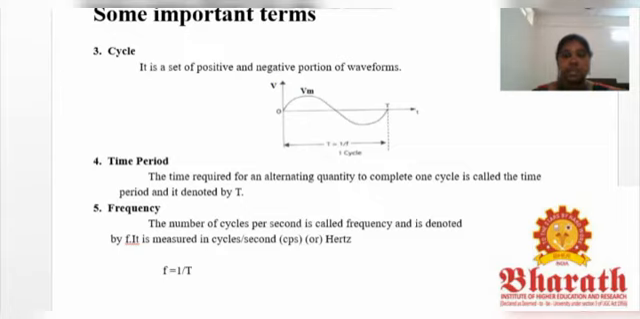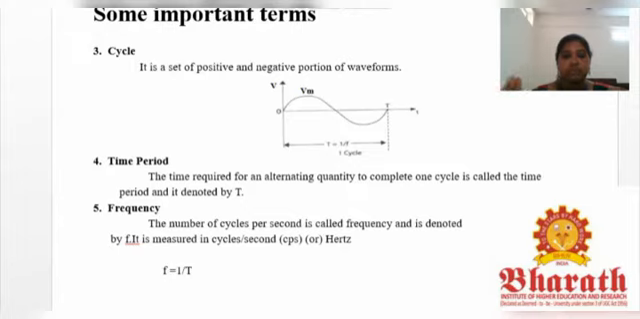Next is your time period. Time period is the time required for an alternating quantity to complete one cycle. That is, the time taken to complete one positive portion and one negative portion together is called the time period. We represent the time period with capital T.